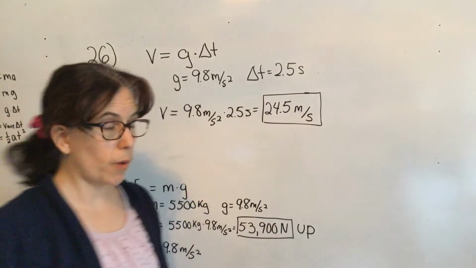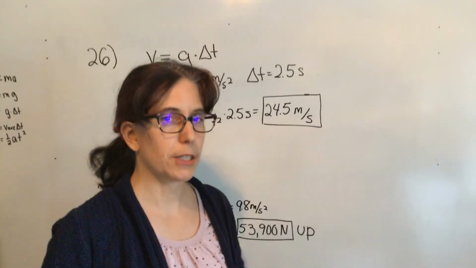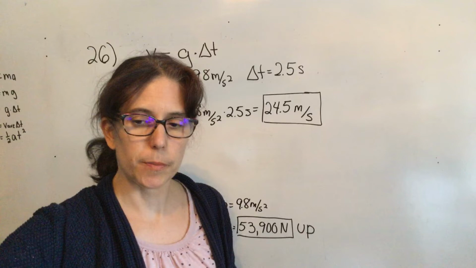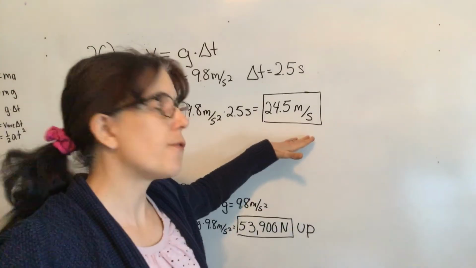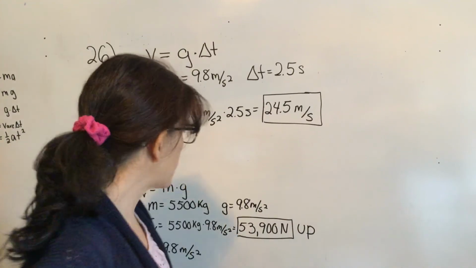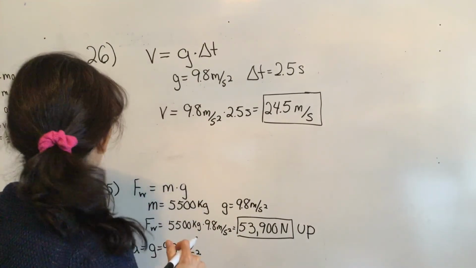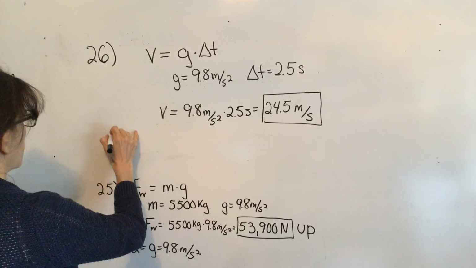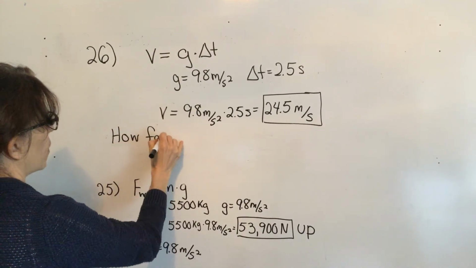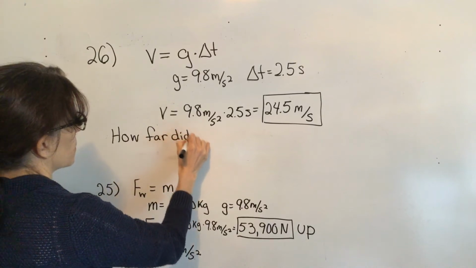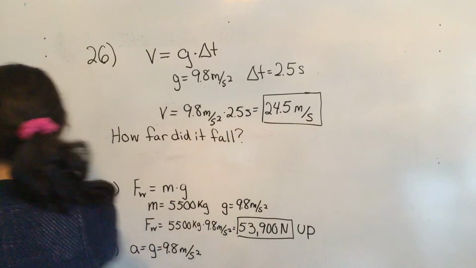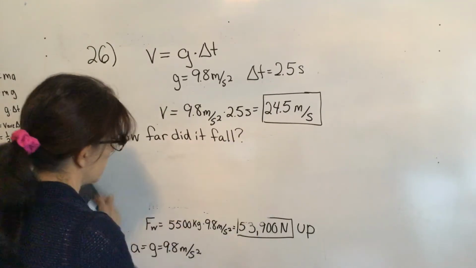And I have one more question to ask you because you need to know this. This is a little extension, so pay attention. The book does not ask you how far did it fall after 2.5 seconds, but we're going to answer that with a new formula. I'm going to write the question, how far did it fall? Okay, in 2.5 seconds.